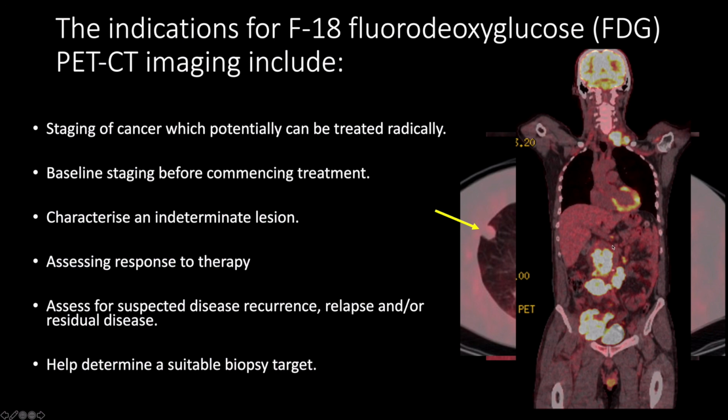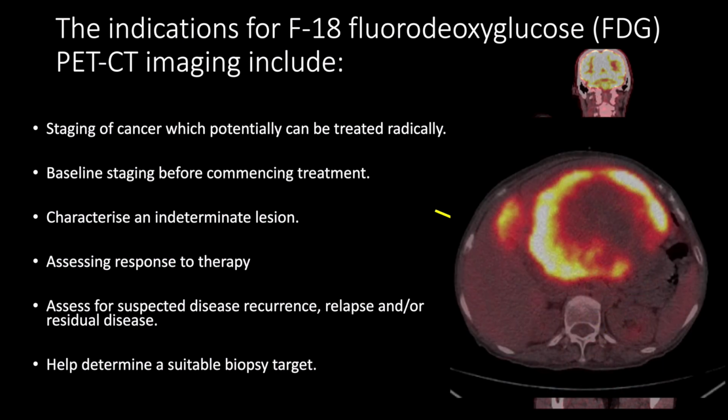So again, with this example, yes, we can see that there is disease in the abdomen and the pelvis. And we can also see there's disease in the neck. So if we needed to get a histological sample with a needle, it is much easier to stick a needle in the disease at the neck than it would be in the middle of the abdomen. It can also help determine a suitable biopsy target.